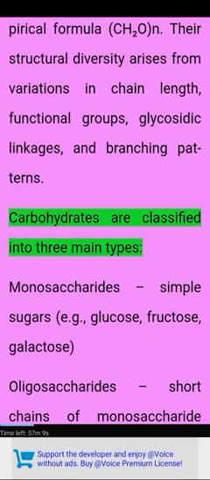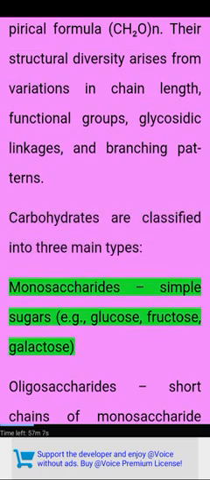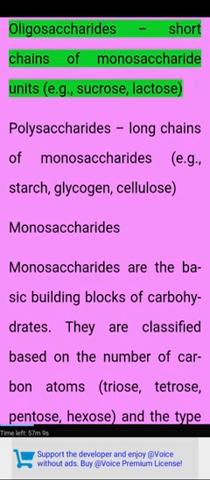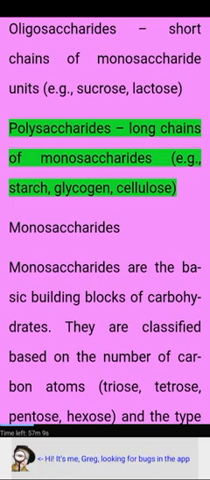Carbohydrates are classified into three main types. Monosaccharides, simple sugars, e.g., glucose, fructose, galactose. Oligosaccharides, short chains of monosaccharide units, e.g., sucrose, lactose. Polysaccharides, long chains of monosaccharides, e.g., starch, glycogen, cellulose.